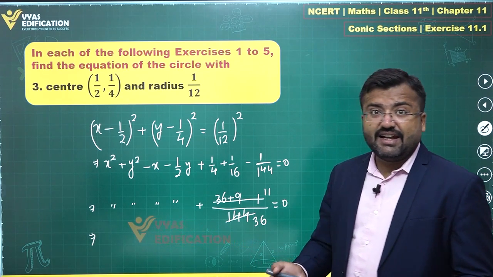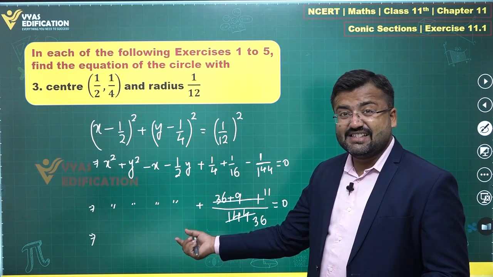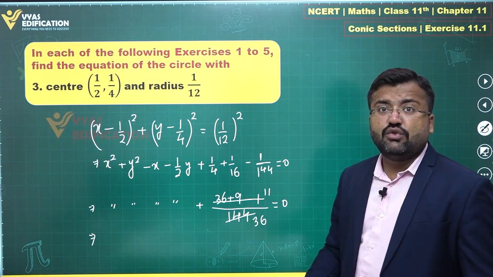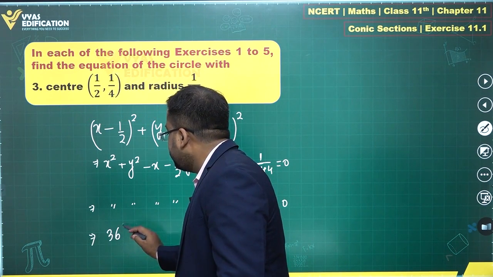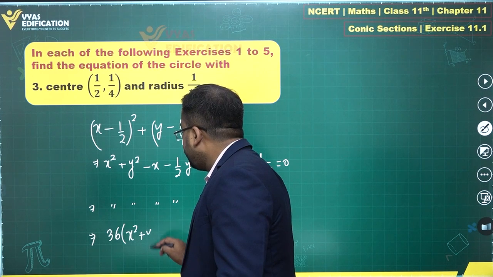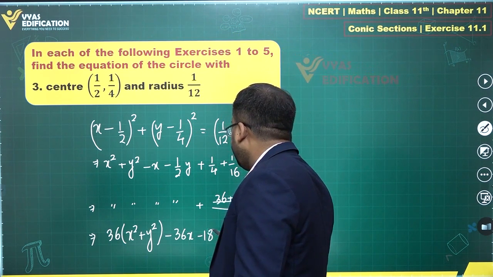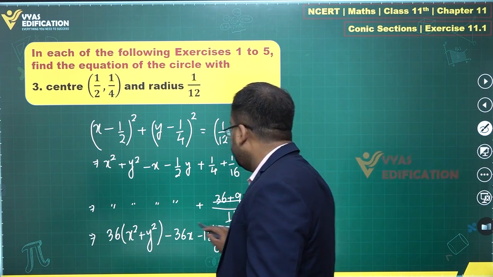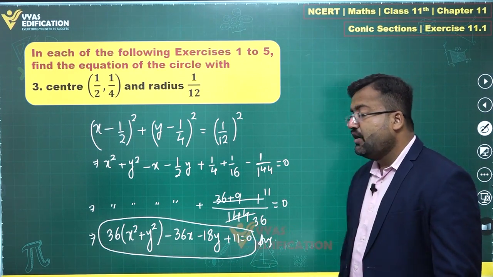And what I can do is I can take the LCM. LCM of this complete thing, that is 36, right? Since there is a term of 1 by 2, the LCM will be 36 only, or indirectly we can multiply by 36 throughout to get this equation. 36 times x square plus y square minus 36x minus 18y plus 11 equals 0. This is the final equation that you get for this question.